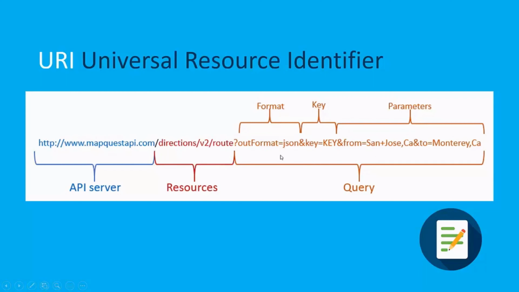In this case, it's specifying the format, which is JSON, and that there's going to be a key. Now this would say key equals, and then you'd have the public or guest key, or the key that you requested from the server itself, and the parameters which filter your query. In this case, we're going to MapQuest, and we're interested in getting information from San Jose, California to Monterey, California, and we're trying to get directions from here to there, and that needs to be in the parameters for this API query. Let's take a look at an API query in action.